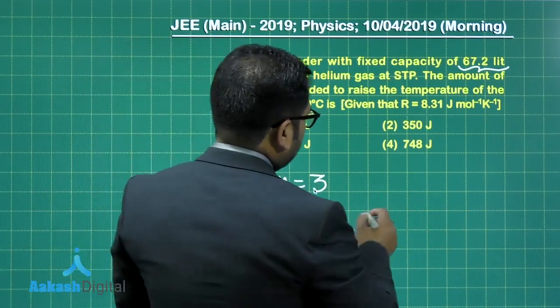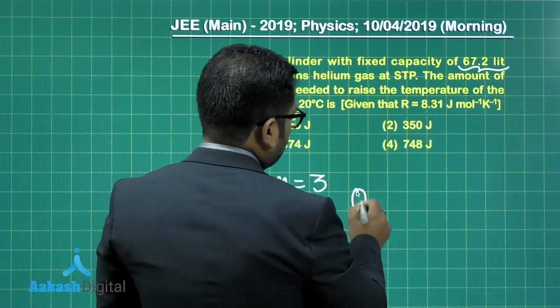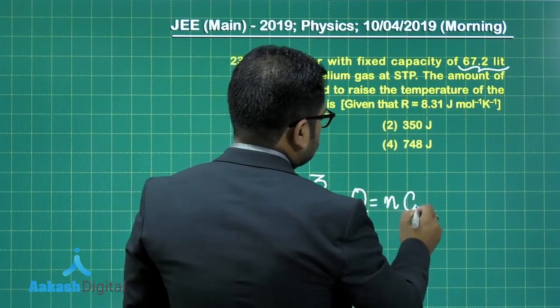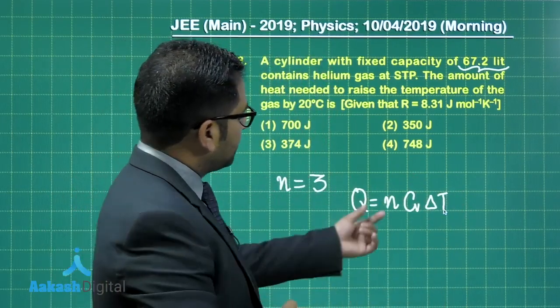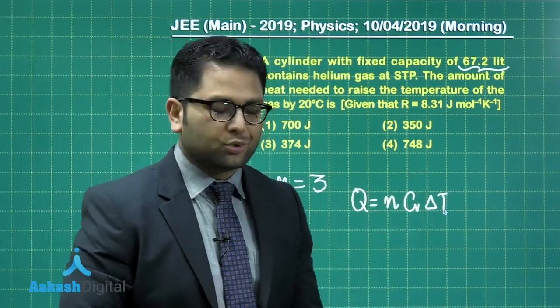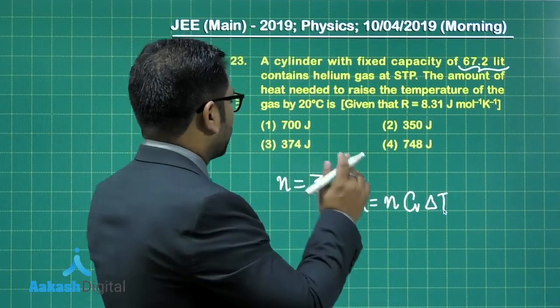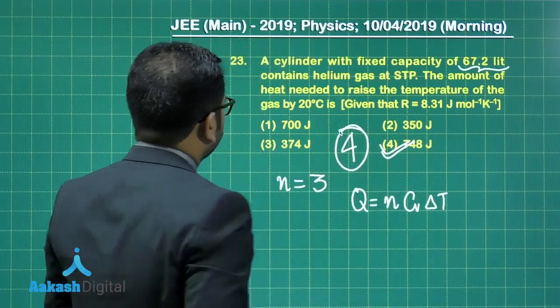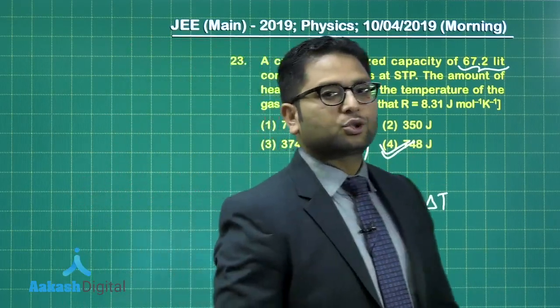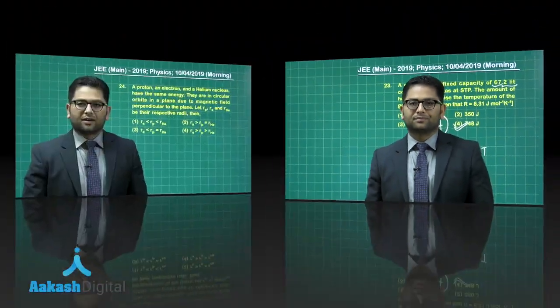So here what you do is that you require the heat and you do Q equals to n Cv delta T. Well, helium, monoatomic, so this would be 3R by 2. Put the value, get option number 4 as the correct one. Fine then, let's move to question number 24.